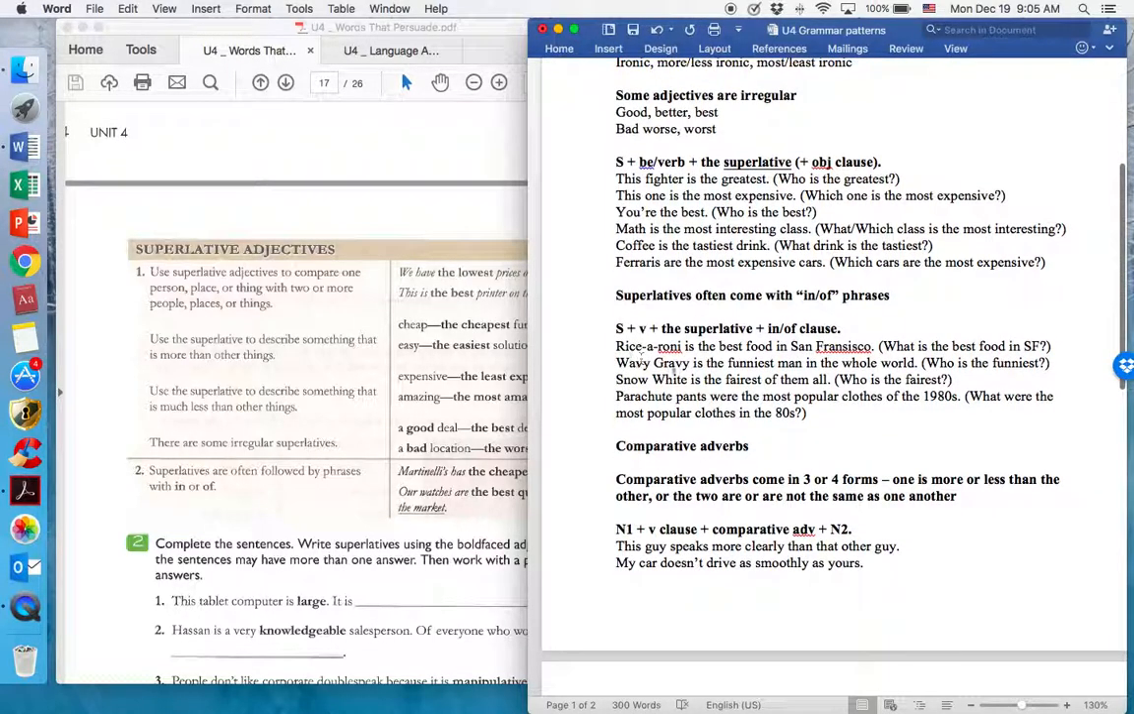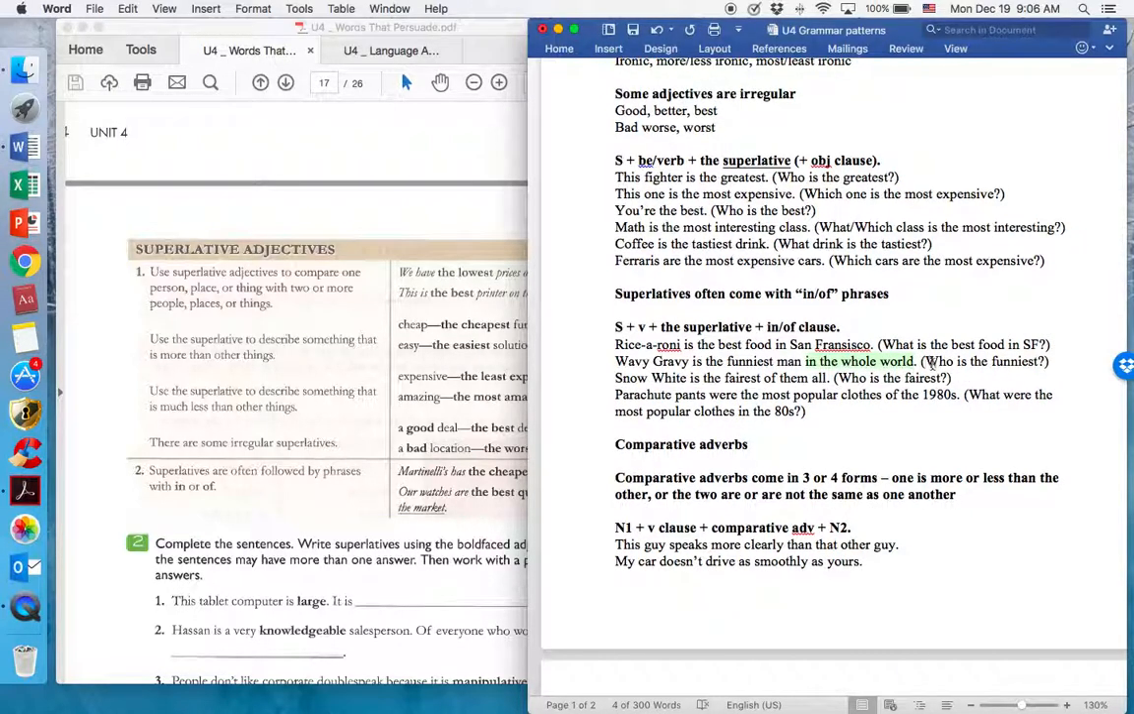Next, Wavy Gravy is the funniest man in the whole world. Wavy Gravy is the name of an old-time DJ or comedian. Be verb, the, superlative adjective, what does it describe? It describes a man in the whole world. And this answers the question, who is the funniest, or who is the funniest man in the world? Next, Snow White is the fairest of them all. Right? Subject, be verb, the fairest of them all.